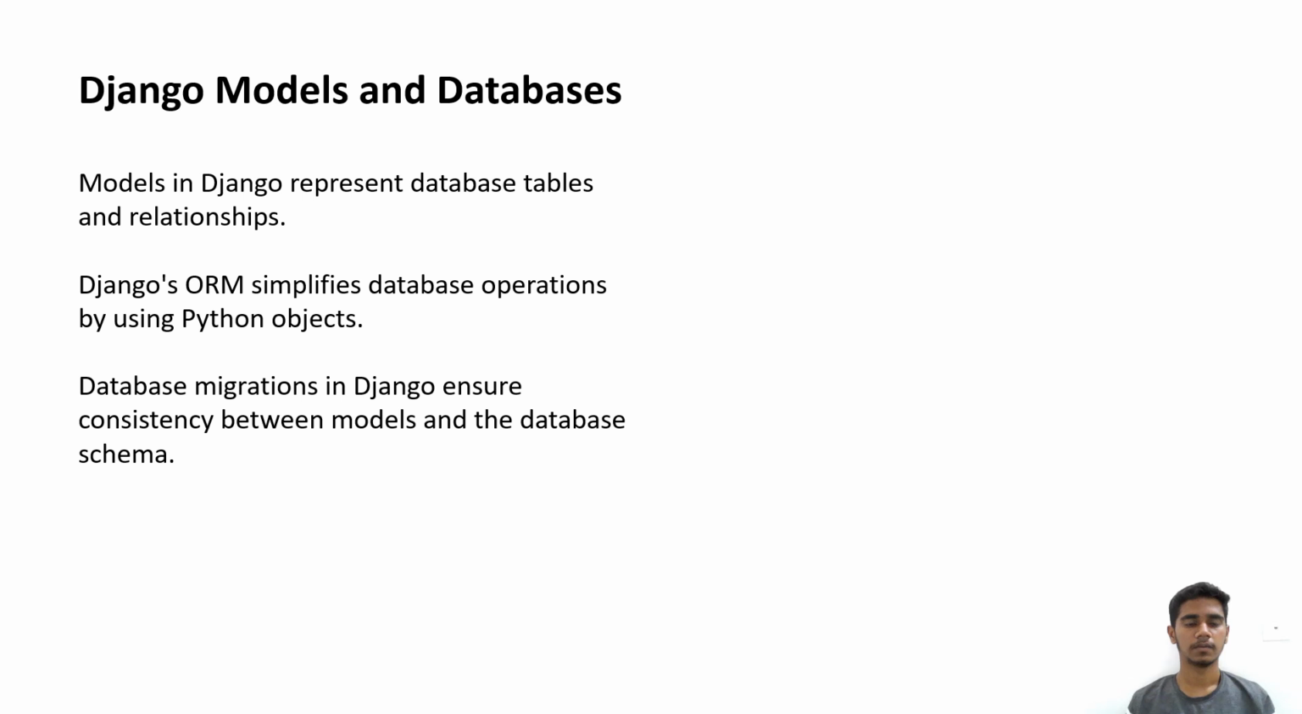Django models and databases. Models in Django represent database tables and relationships. Django's ORM simplifies database operations by using Python objects. Database migrations in Django ensure consistency between models and database schema.